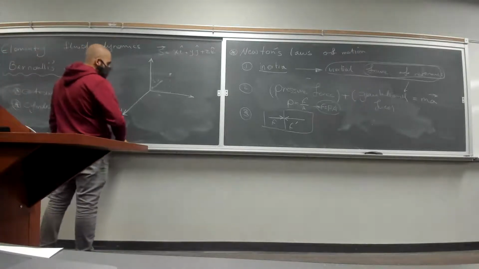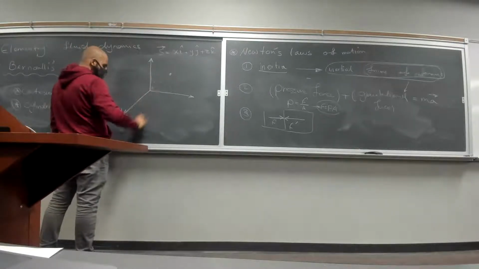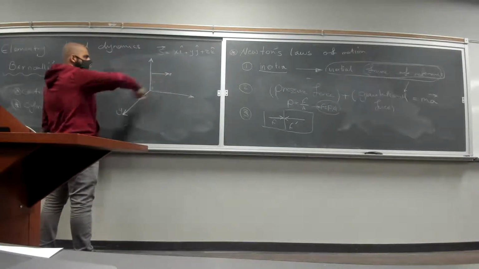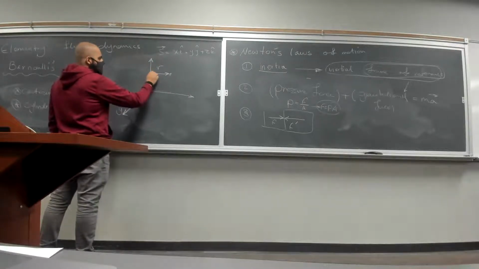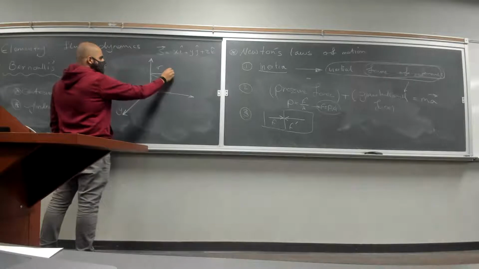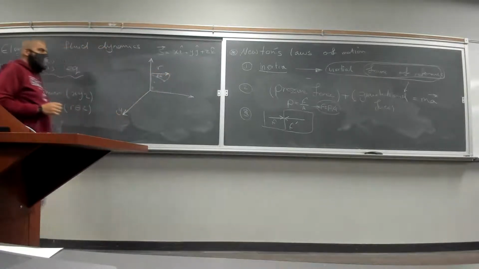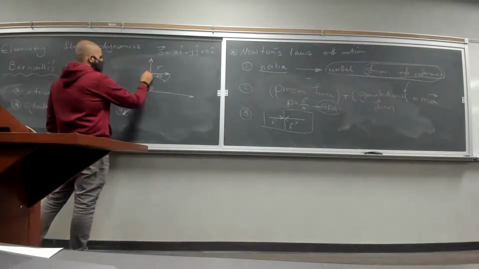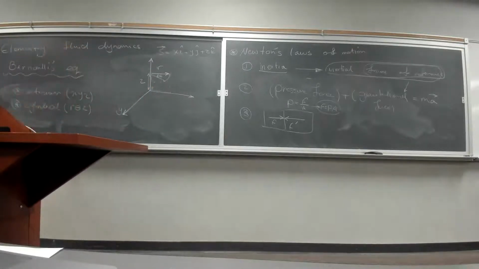What is r? R is the direct distance from your coordinate system origin. That's the radius of the circle that the particle makes around your origin. Let's say the particle is here. Theta is going to be this angle, the angle it has moved from a specific frame of reference, and z is going to be the height compared to your origin.